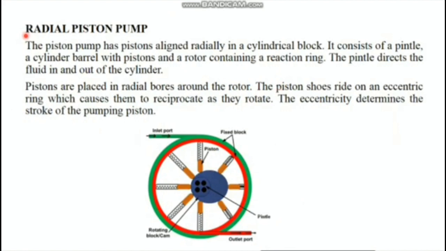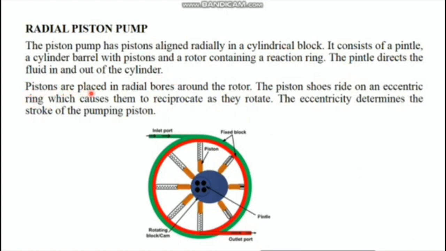Next you can see the radial piston pump. The radial piston pump has pistons aligned radially in a cylindrical block. So it's just like vane pumps. It consists of a pintle, a cylinder barrel with pistons, and a rotor containing a reaction ring. The spindle directs the fluid in and out of the cylinder.